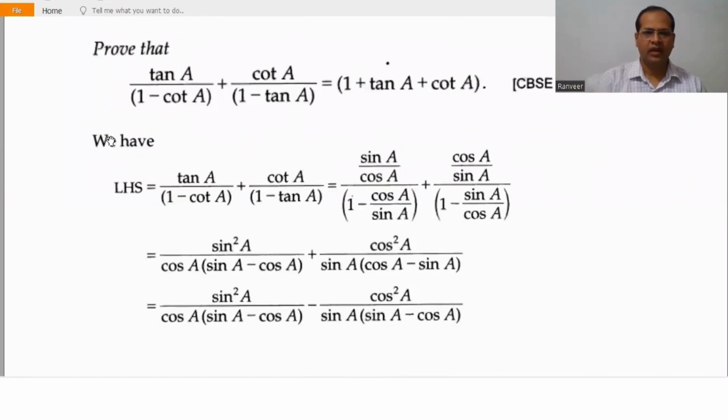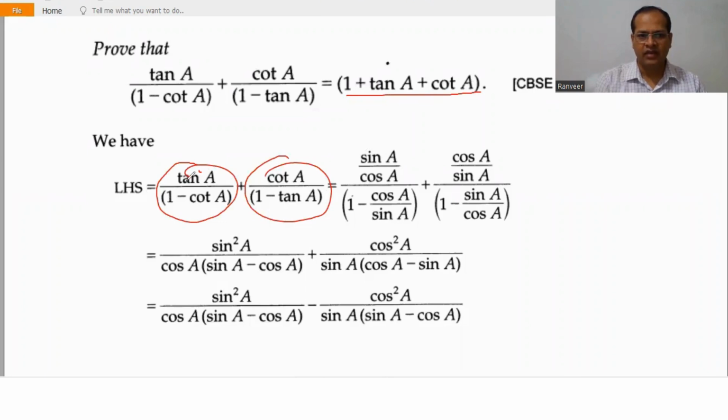Now, tan A by 1 minus cot A plus cot A by 1 minus tan A equals 1 plus tan A plus cot A. So first of all, convert this into the left hand side. First of all, we have to convert the values into sin and cos. So tan A we can write as sin A by cos A, and cot A as cos A by sin A. Here, cos A by sin A by cos A.